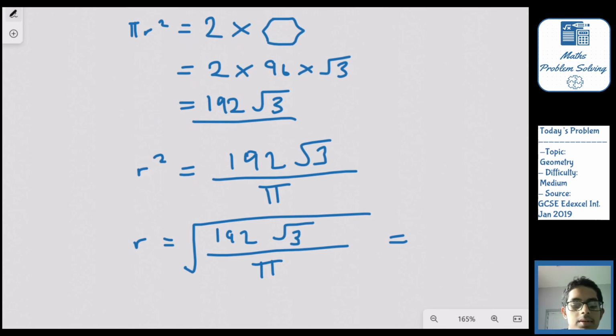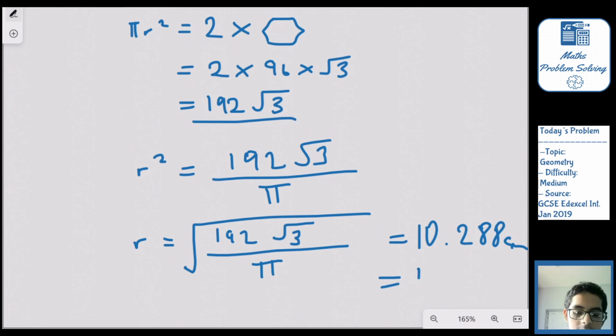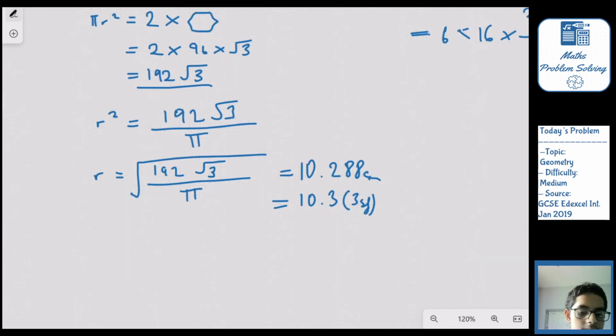So now if we just input this whole thing into our calculator, it's also very important to show this stage of working just before we input it in the calculator, because we want full working marks, and if we don't do this, it will cost us a mark. So all of this gives us the value of 10.288 centimeters, which equals 10.3 to 3 significant figures. So that's basically our final answer to this question.